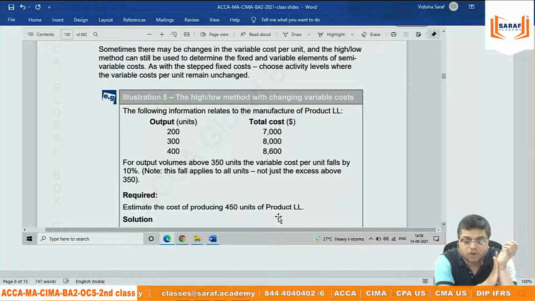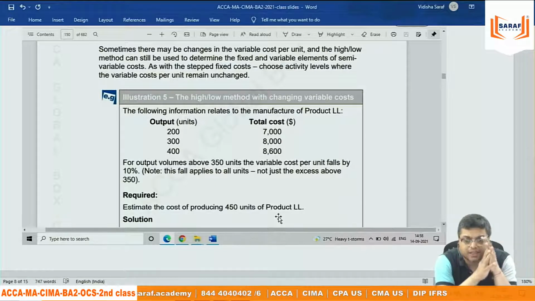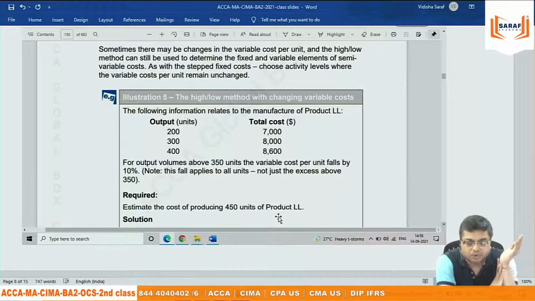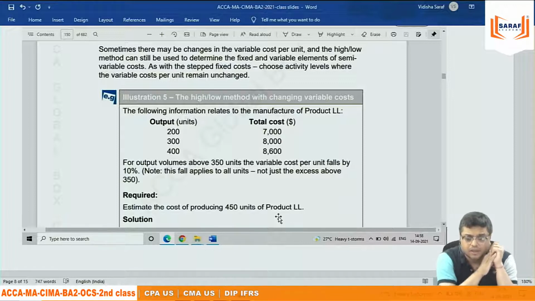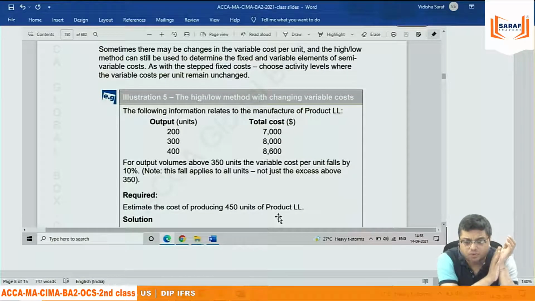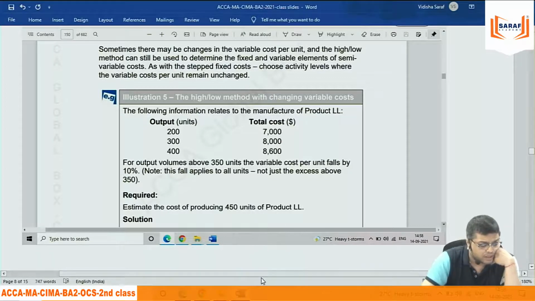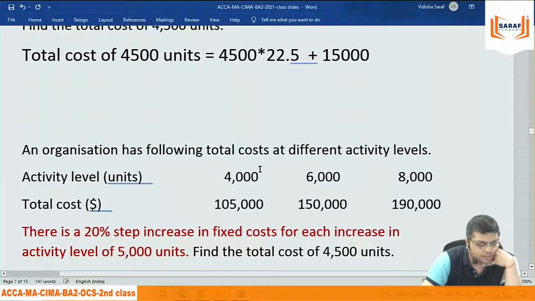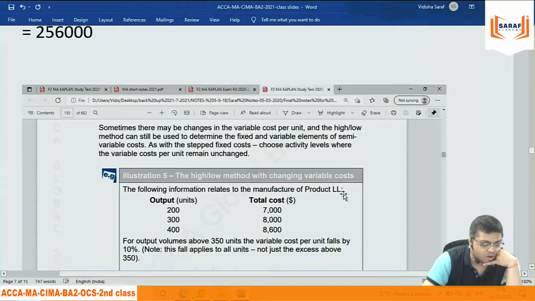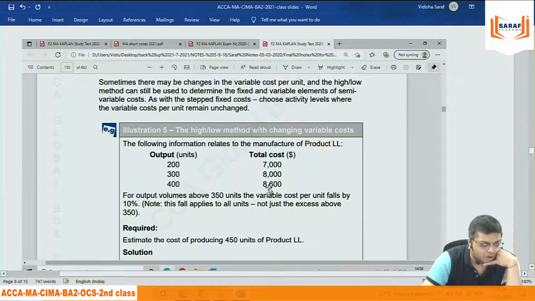The following information relates to the manufacture of product LL. Output 200, 300, 400 units. Total cost 7,000, 8,000, 8,600. In the above question, the details were given row wise. Here it is given column wise, level, cost.